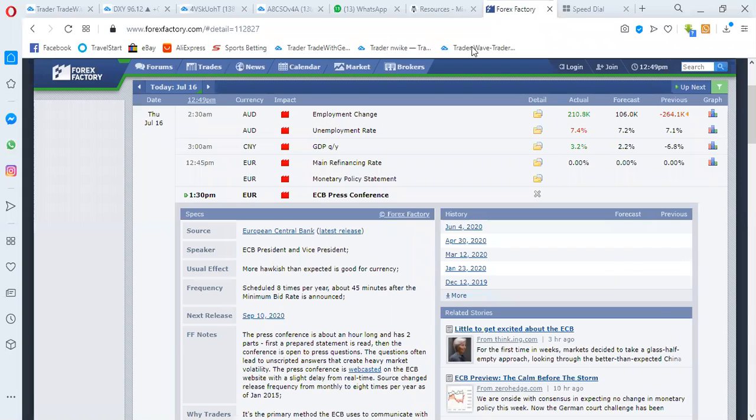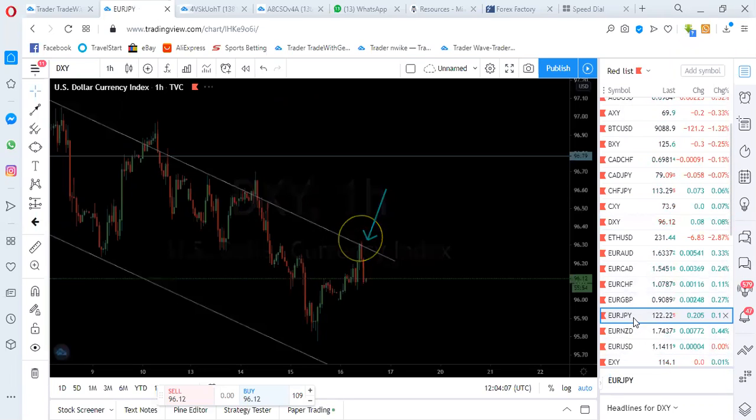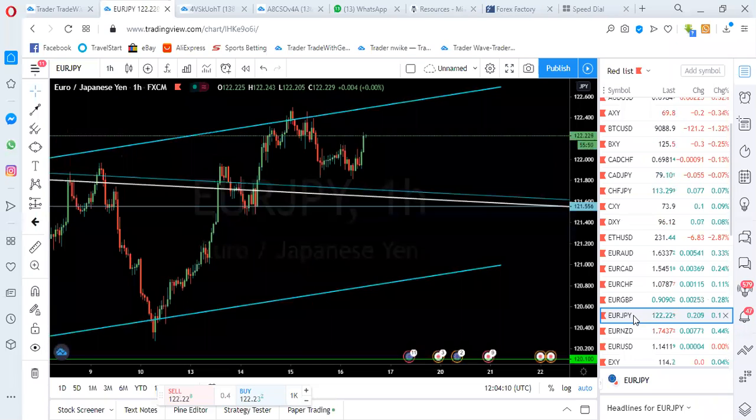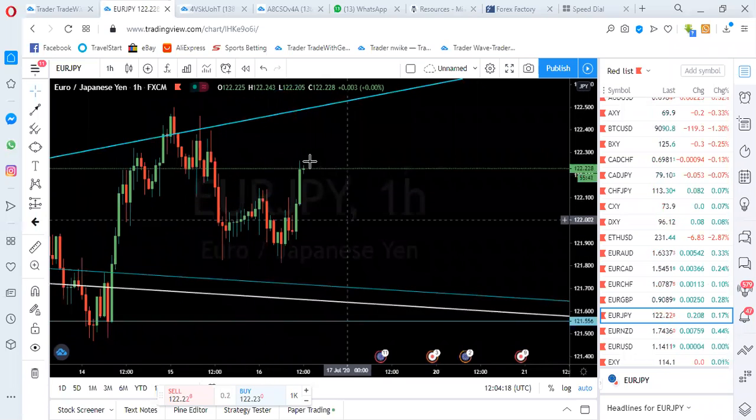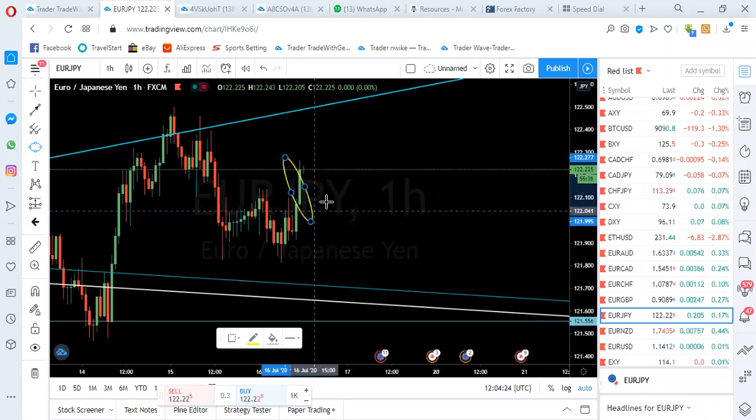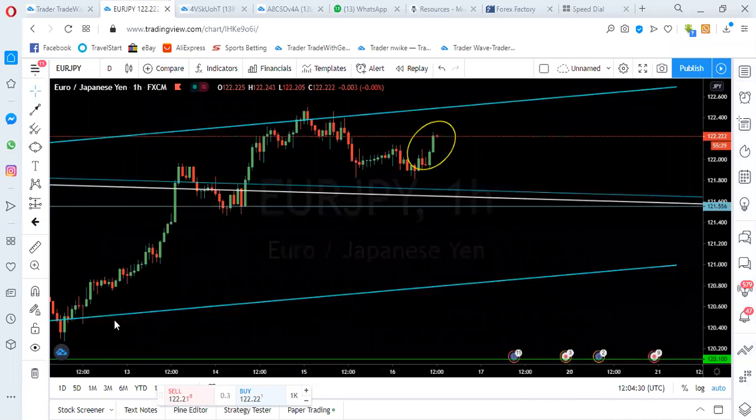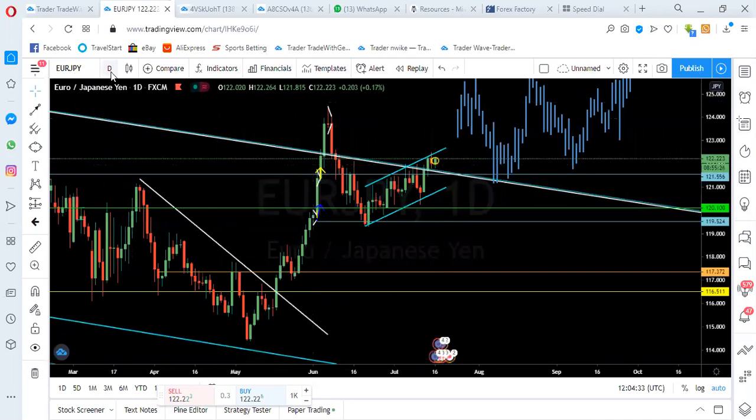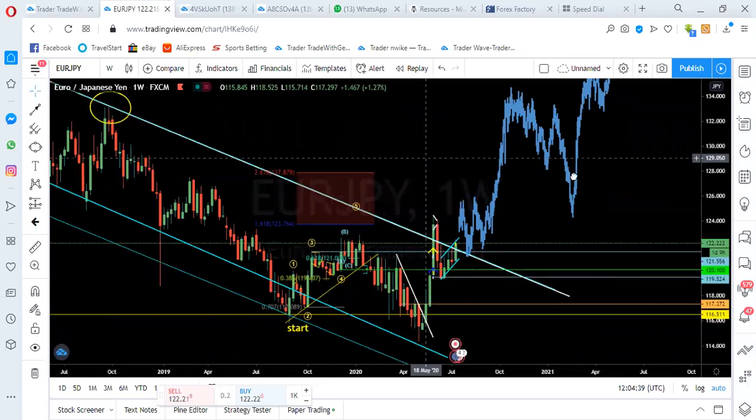So, now back to the chart. Let me take a particular euro pair, for instance. This is euro yen, and we're still within this 1 hour. This is just the effect of this news. And if you look at euro yen from a bigger dimension, this whole zone is a breakout from a weekly down channel.